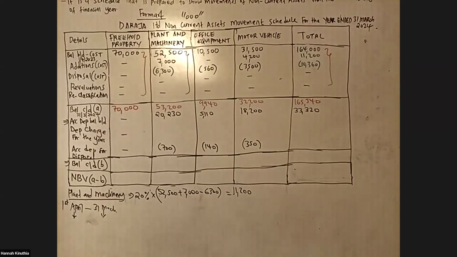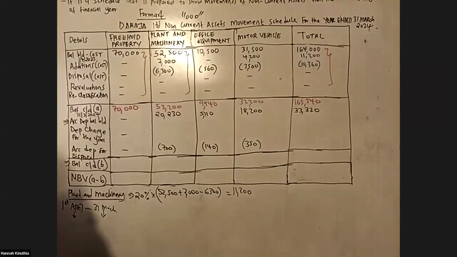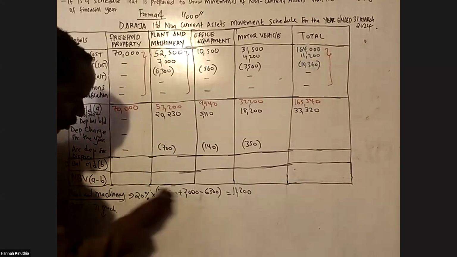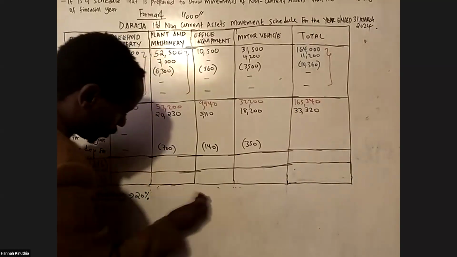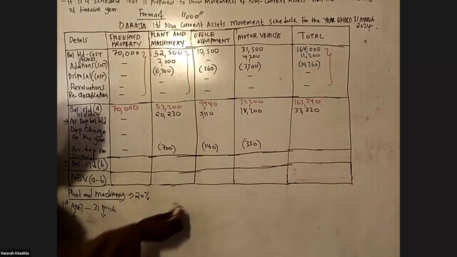So nilikuwa nasema we are calculating depreciation for that period. And so we need to consider the timing of that motor vehicle. So nasema hivi. Initially, we can do this, or we can do this. Ungefanya kando kando. Or we can decide and do this.